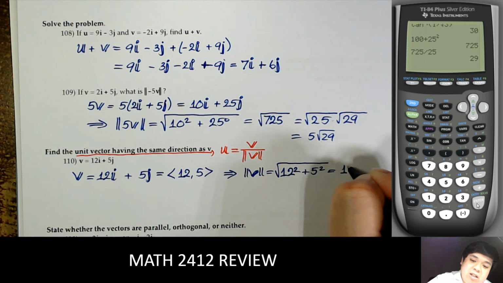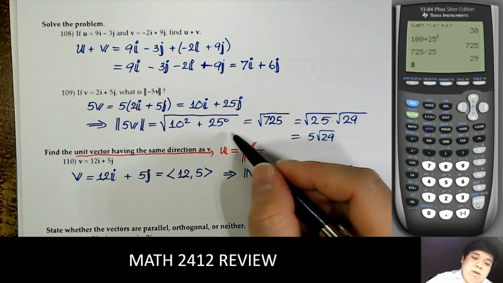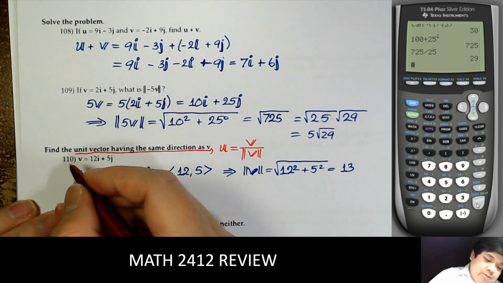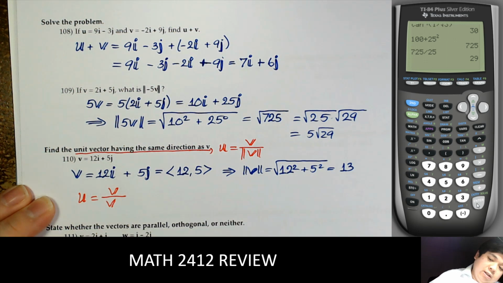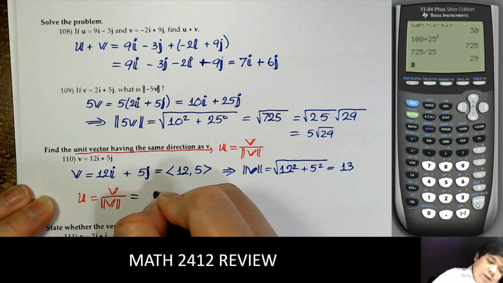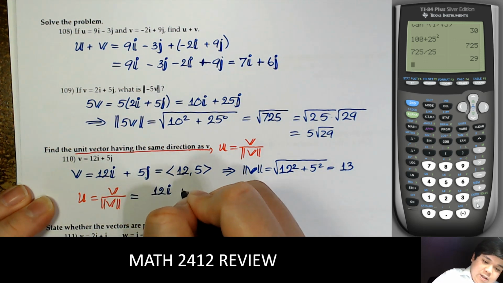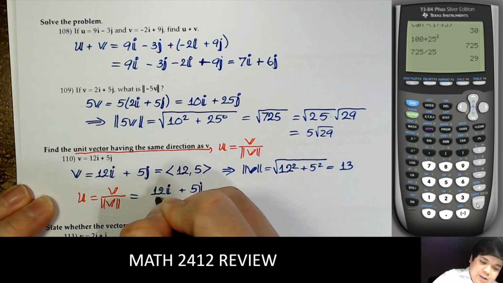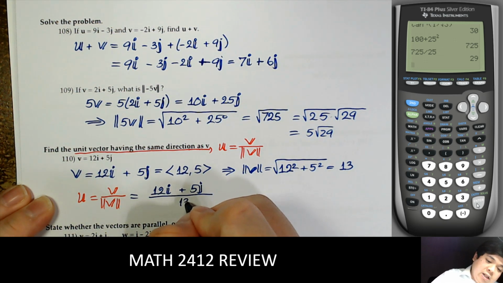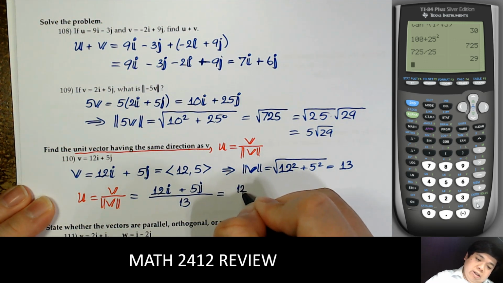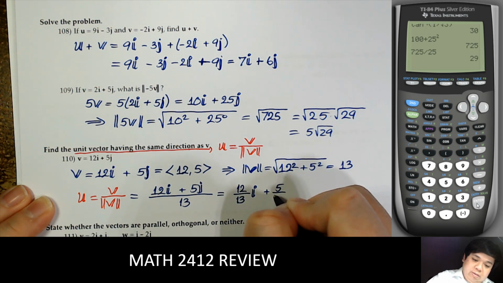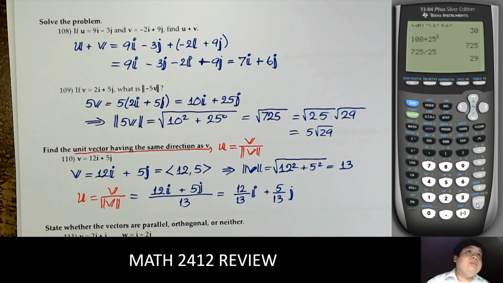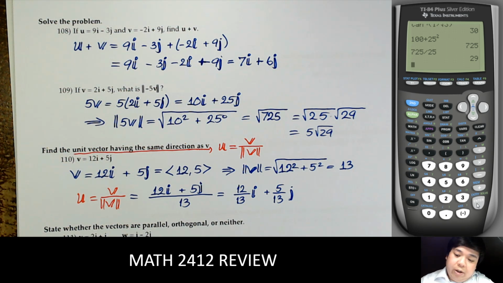That's 13 squared, 169, so the magnitude is 13. Finally, we just put in the form: the unit vector in the v direction is equal to 12i plus 5j divided by 13. If we split, we have 12 over 13 i plus 5 over 13 j. That's all we do on that one.